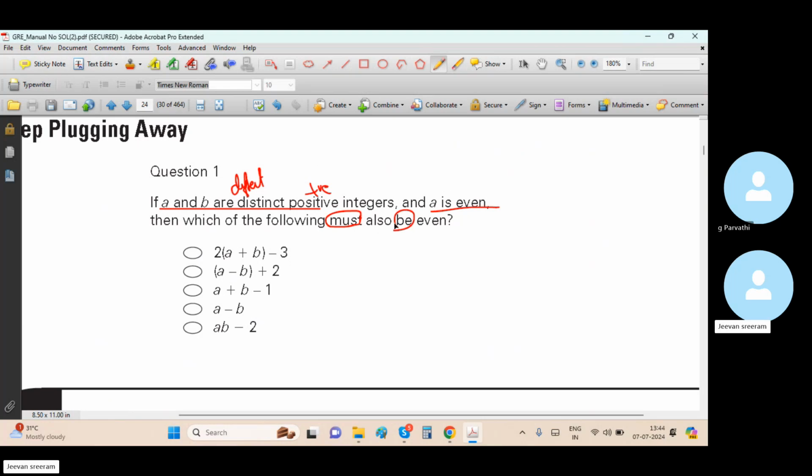Then which of the following must always be even? What do we have? A is even. A should not be equal to B. B can be any integer. Please try out and tell me what could be the right answer. You can go with plugins. Even for these sort of questions, you can plug in at least 2 times and get the answer.